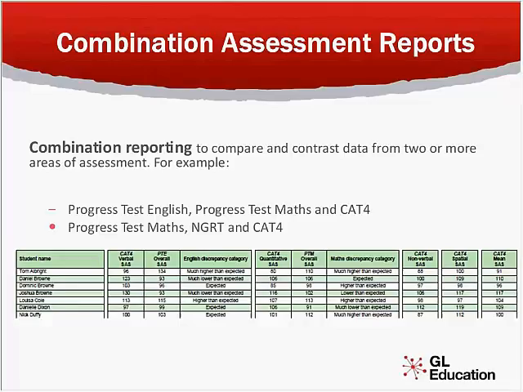So if you can see the second student down here, Daniel Brown. Daniel had a Cat 4 verbal score of 123. But when he sat progress test English, his standardised age score was 93. So it highlights there that there's a discrepancy between Daniel's ability and his attainment in English. So that is certainly something that you would want to investigate further. So this is probably a coasting student who may need more challenge because he's not currently meeting his full potential.